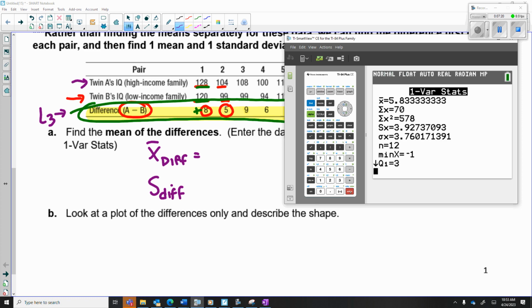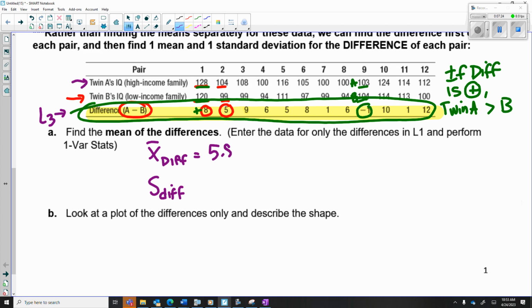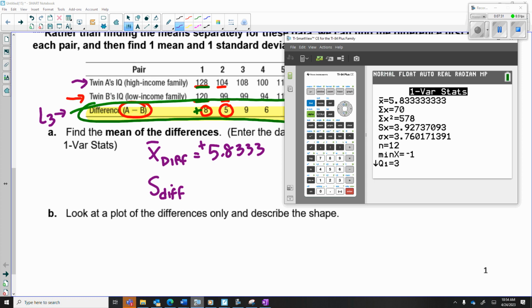Now I get a mean of 5.833, which is X bar of the differences. So notice this is a positive mean, indicating that the mean of the differences is showing that twin A did better than twin B, and also the standard deviation S is 3.927.